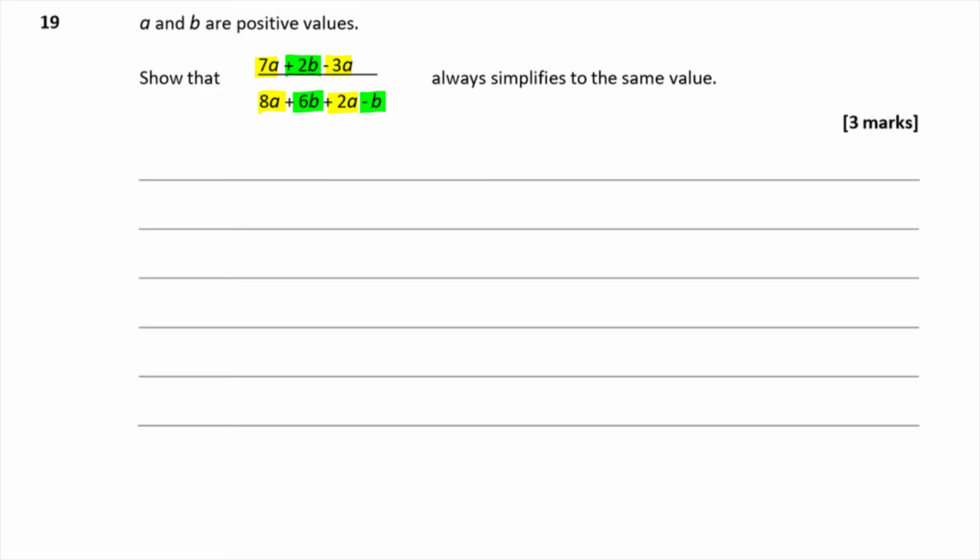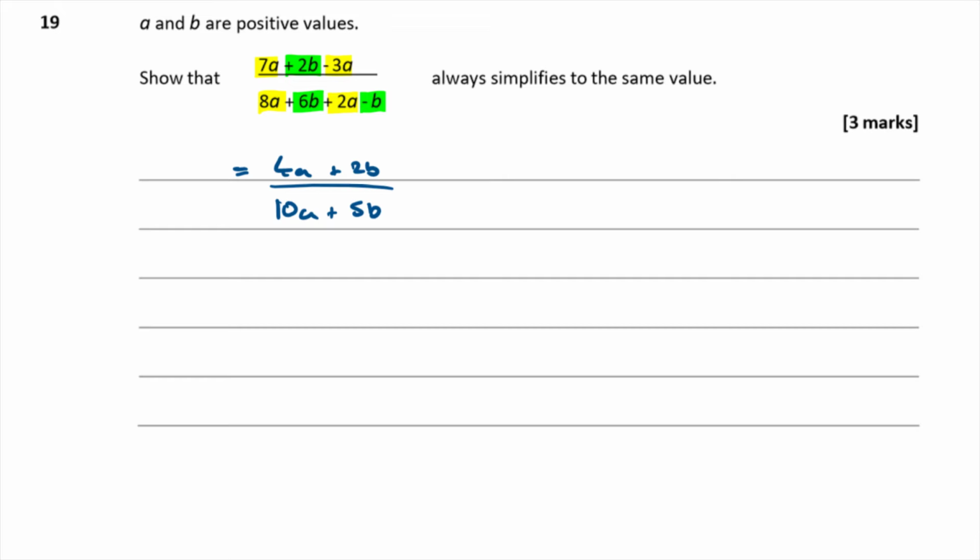Okay, so let's collect those like terms together first. So 7a minus 3a is 4a, 4a plus 2b on the top, and on the bottom then I've got 8a plus 2a, that's 10a, 10a plus 6b minus b, that's 5b. Okay, so I've got 4a plus 2b on the top and 10a plus 5b on the bottom.